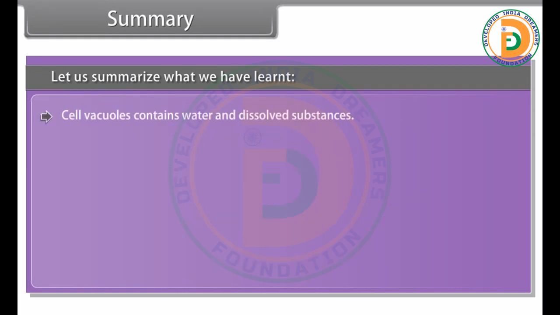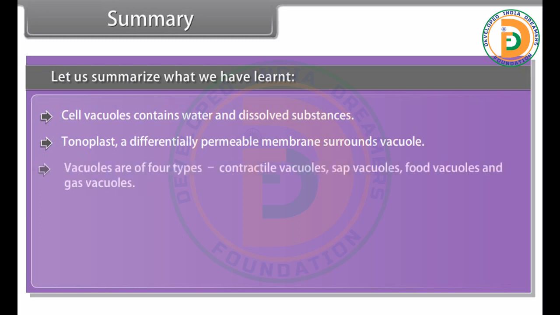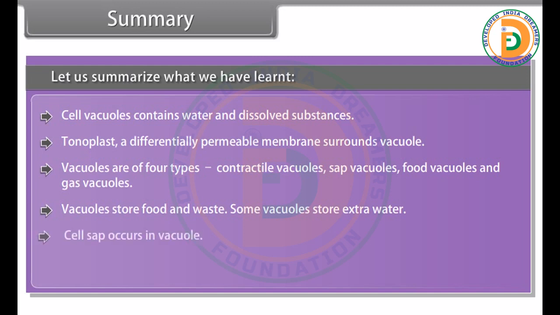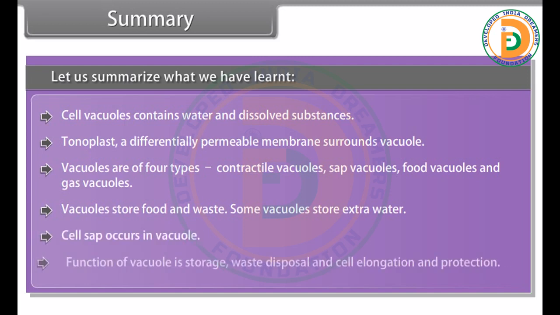Cell vacuoles contain water and dissolved substances. Tonoplast, a differentially permeable membrane, surrounds vacuole. Vacuoles are of four types: contractile vacuoles, sap vacuoles, food vacuoles, and gas vacuoles. Vacuoles store food and waste. Some vacuoles store extra water. Cell sap occurs in vacuole. Function of vacuole is storage, waste disposal, and cell elongation and protection.